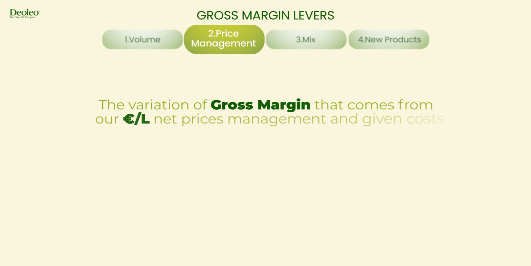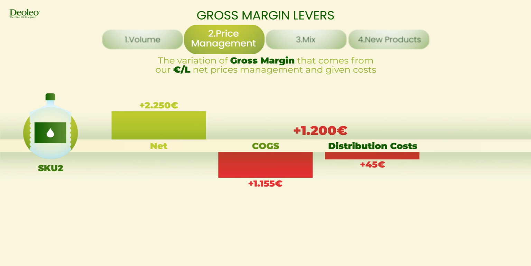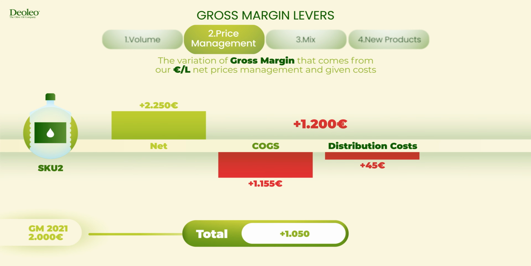The second lever, price management, defines the variation of gross margin that comes from managing our unitary net prices, considering the given costs. In this example, the price management of Product 2 will bring a positive gross margin of €1,050, because the negative impact caused by the increase in costs has been compensated with the increase of net prices that were able to absorb it.